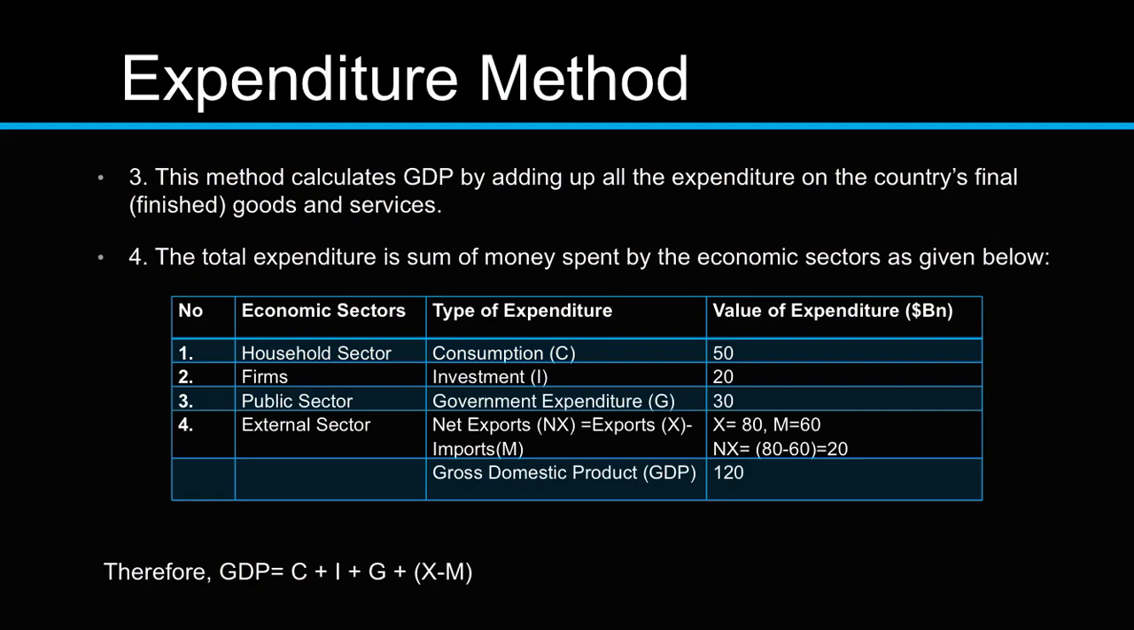2-sector economy means household together with the firms or the private sector. Household and firm will be the 2-sector economy. The 3-sector economy is household, firms together with the government or the public sector. So household, firms and the public sector. The 4-sector economy will be together with the external sector, which is household plus firms plus public sector plus external sector. Therefore, by adding up expenditure from each sector, we can calculate the GDP.